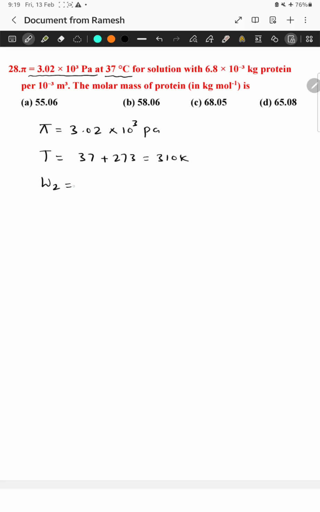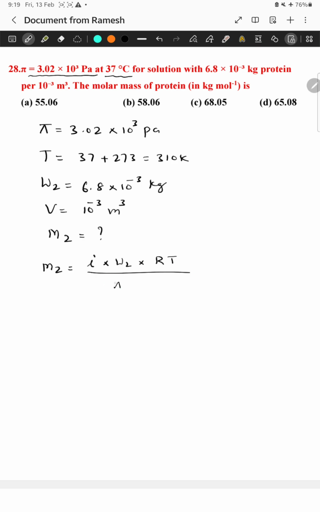And then the mass of solute, that is protein, W2, is given as 6.8 into 10 power minus 3 kg, and volume is given as 10 power minus 3 meter cube. The molar mass of protein in kg per mole they are asking, that is M2. So what is the formula? M2 is equal to i into W2 into RT divided by pi V. Since all are in SI units, we are not taking 1000 in the numerator in the formula. The i value for protein, it is a non-electrolyte, so the van't Hoff factor is 1.